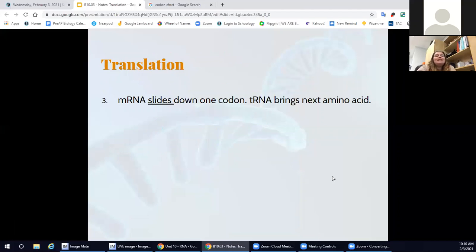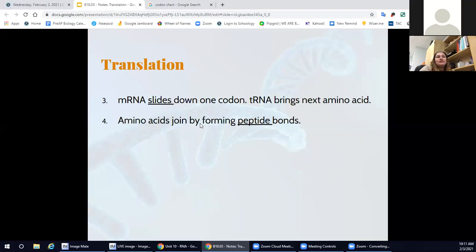Then the mRNA is going to slide down 1 codon at a time. So each set of 3, it's just like an assembly line. 3 goes in, 3 goes out. And that tRNA is going to bring in the next amino acid, just like an assembly line. Amino acid in, tRNA out.